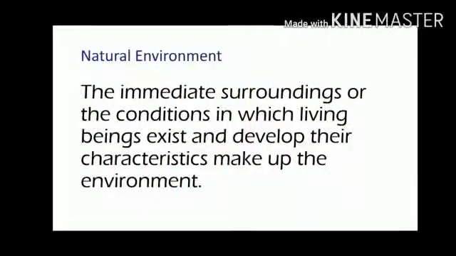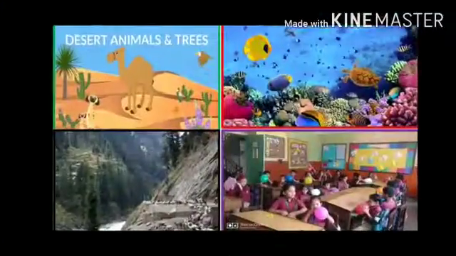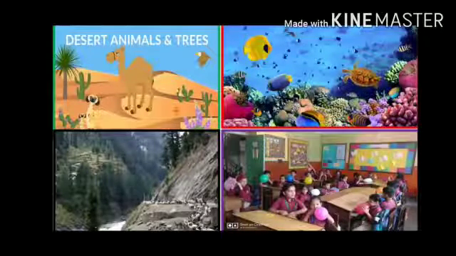So natural environment is basically the immediate surroundings or the conditions in which living beings exist and develop their characteristics. You all must already be aware that different places have different types of environment. For example, places near the sea would be immensely different from places in deserts or mountains. In fact, if you observe your classmates, all of you must be coming from different backgrounds and therefore different environments. But what are the things that are common among each one of you?